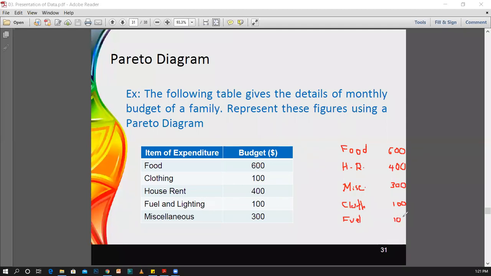Now you can see that the values have been ordered in descending order. This is the initial order you had, but now you have reordered them in descending order. Then this is the budget you are having. Then you can obtain the cumulative totals.